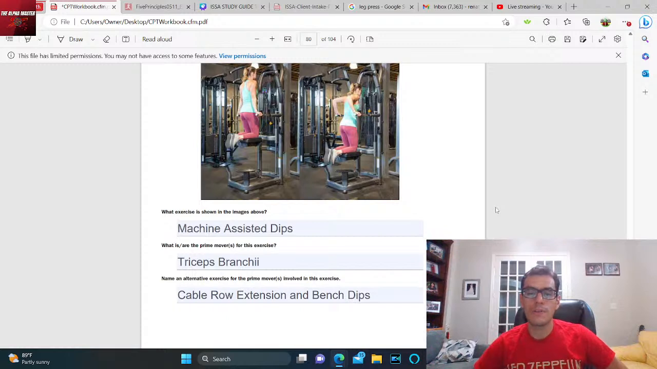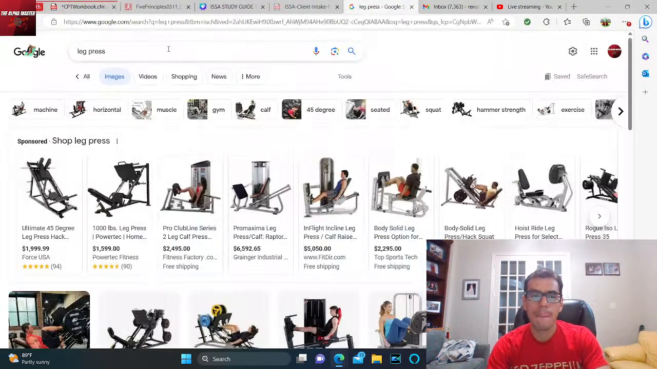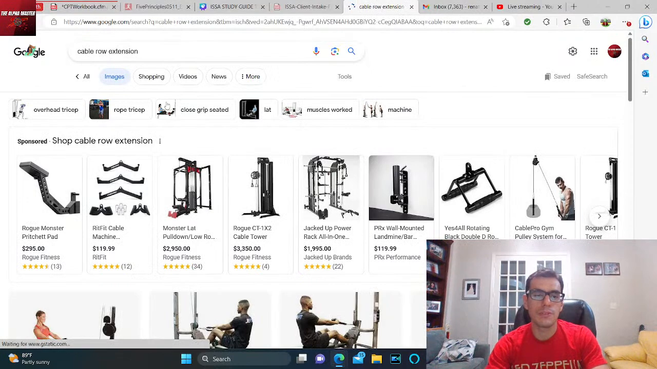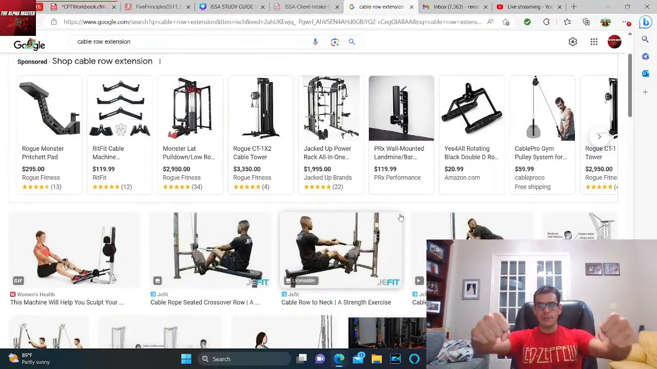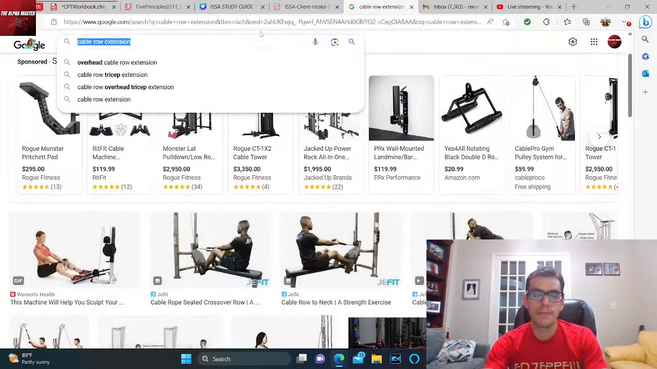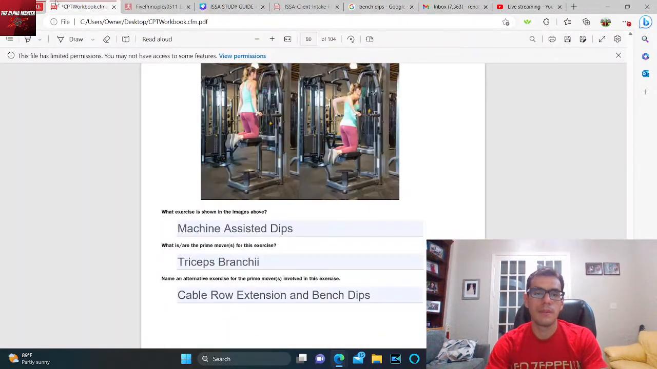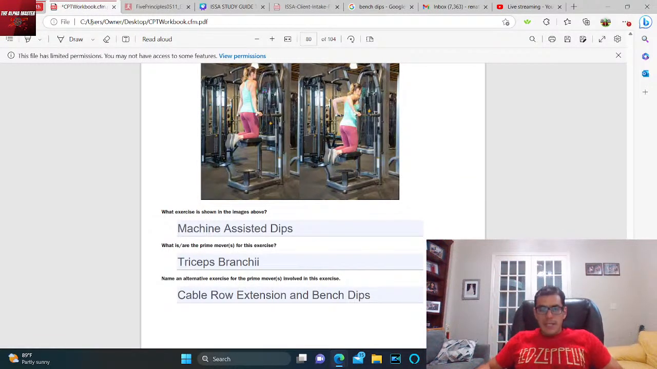Alternative exercises for the prime movers involved in this exercise are going to be the cable row extension and the bench dips. The cable row extension, which is going to be this one right here, works the triceps. And the bench dips, the bench dips right here, also work the triceps brachii.